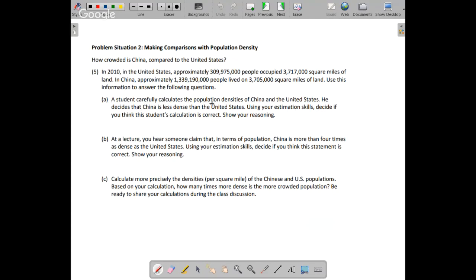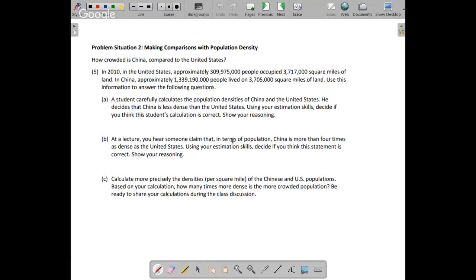So a student carefully calculates the population densities of China and the US. He decides that China is less dense than the United States. Use your estimation skills to decide if you think the student is correct. Show your reasoning. Okay, so again, my reasoning here would be the student is incorrect because he says China is less dense. China is more dense. So somehow there was a mistake in the student's calculation, because China has more people in about the same area.